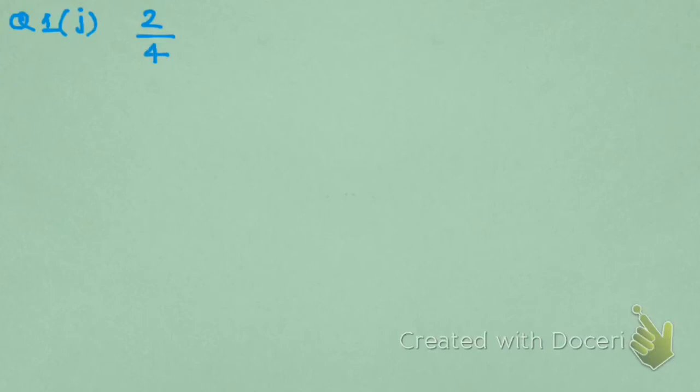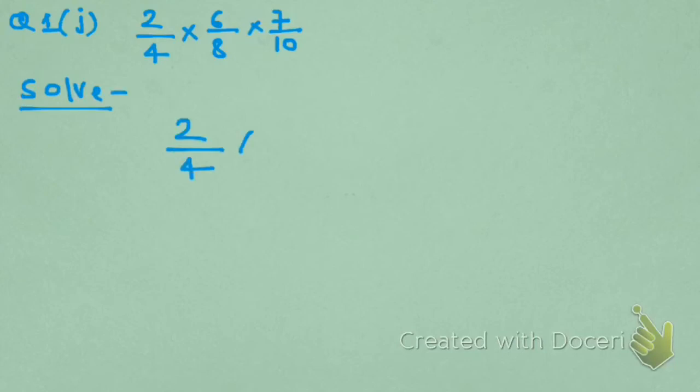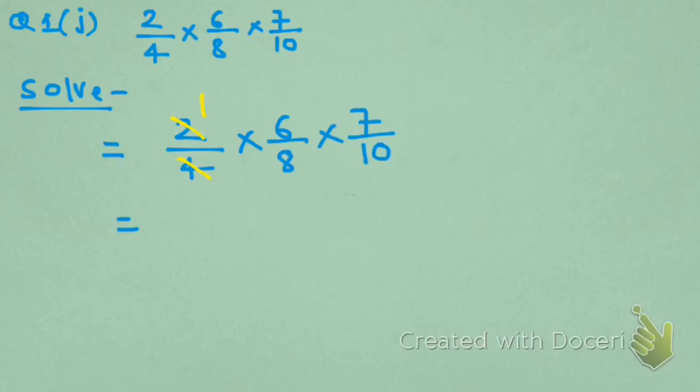1J, 2 upon 4 into 6 upon 8 into 7 upon 10. Let's first write this question here. 2 upon 4 into 6 upon 8 into 7 upon 10. So 2 1 times, 4 comes in 2's table. So 4 comes in 2's table 2 times and 2 comes in 2's table 1 times. Now here again you can see that 2 1 times and here 2 6 3 times.